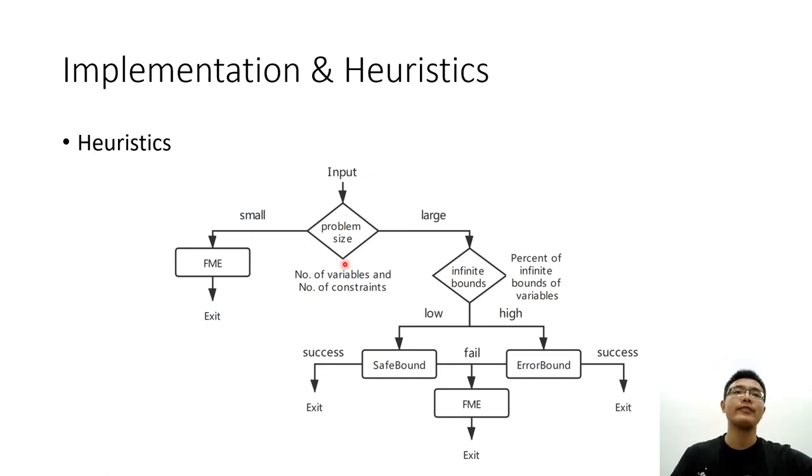We have provided some heuristic rules to help RLP Solver choose a proper technique to solve linear programming problems. When the number of variables and the number of constraints are less than the user-defined thresholds, that is, the problem size is small, then RLP Solver will choose FME-based RLP. If the problem size is large, we need further judgment. When the percent of infinite bounds of variables is less than the user-defined threshold, RLP Solver will choose safe-bound, or it will choose error-bound. Finally, if safe-bound or error-bound fails, RLP Solver will choose FME-based RLP.